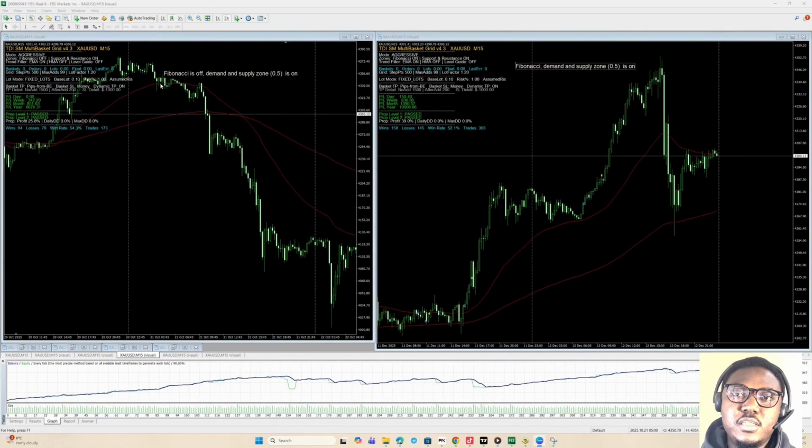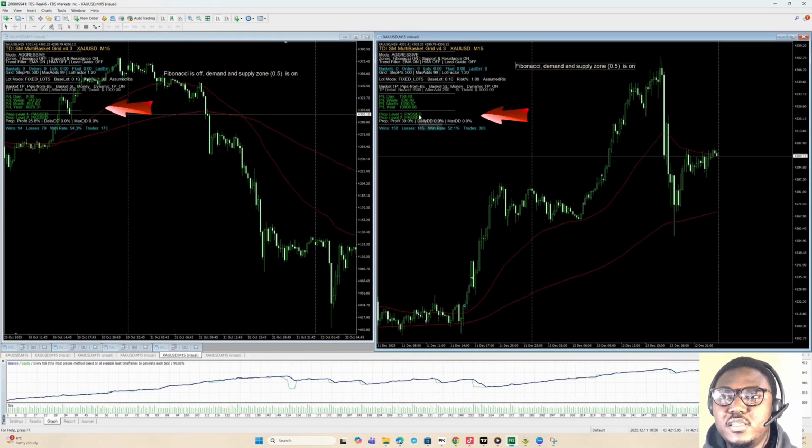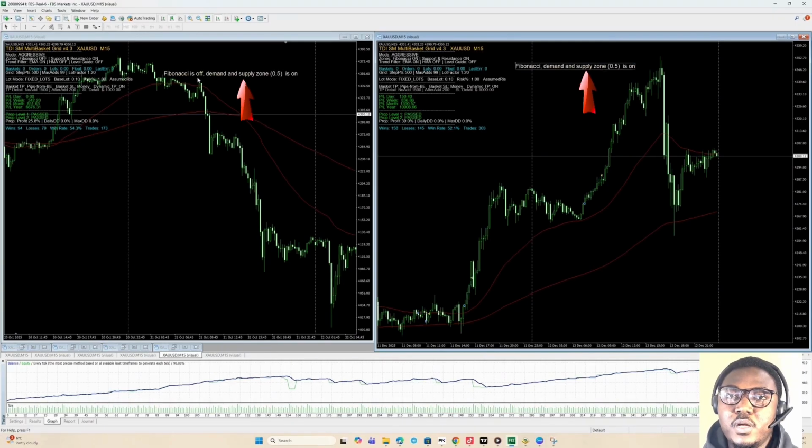Now on my screen, you can see the MT4 EA. The EA has been installed on this left side and on the right side, right? And the difference between the results you are seeing here and the results you are seeing here is just because Fibonacci is on in this example and Fibonacci is off in this example. But first, let me explain how this indicator and this EA works once again.